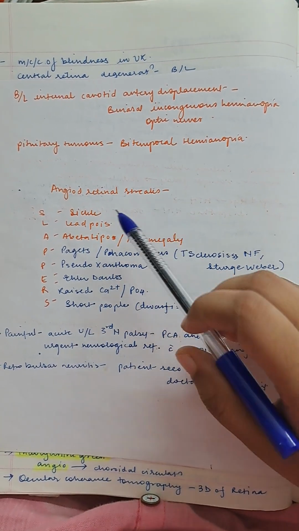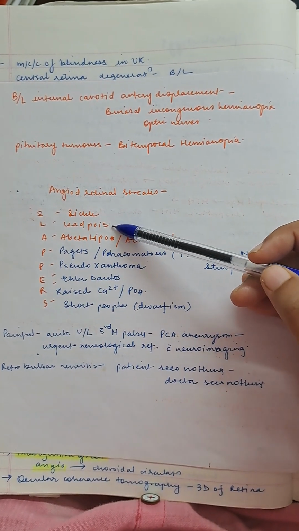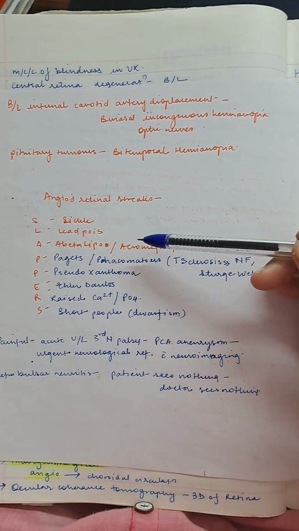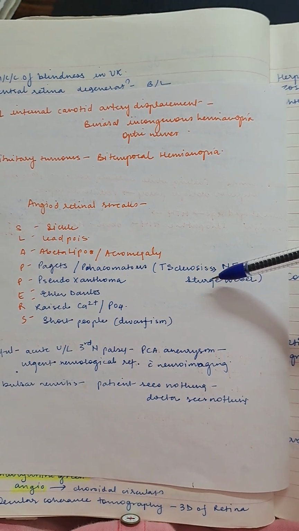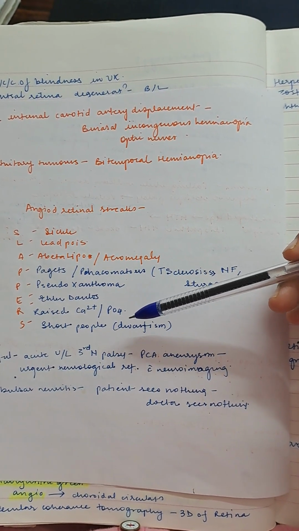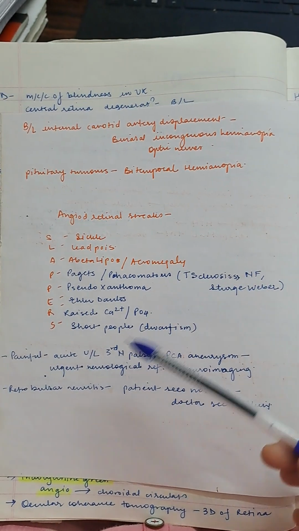Angioid retinal streaks are seen in what? SLAPPERS. In this you have sickle cell, lead poisoning, abetalipoproteinemia, acromegaly, Paget's, tuberous sclerosis, neurofibromatosis, Sturge-Weber, pseudoxanthoma, Ehlers-Danlos, raised calcium phosphate, short people. In these also you will see angioid retinal streaks.